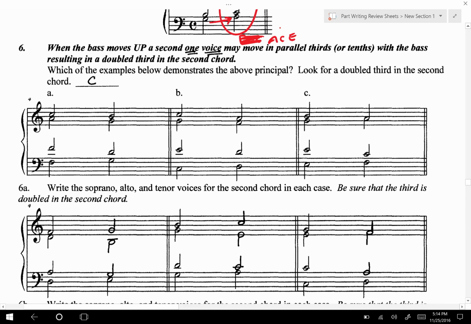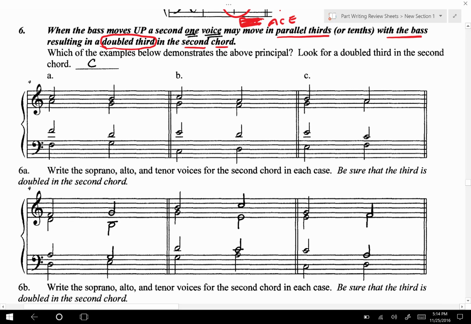When the bass moves up a second, one voice may move in parallel thirds with the bass, and that's going to result in the doubled third. This was in the packet that you had, but more towards the end. So the second chord will have a doubled third. So which example below demonstrates the above principle? So we have to look for a doubled third in the second chord.